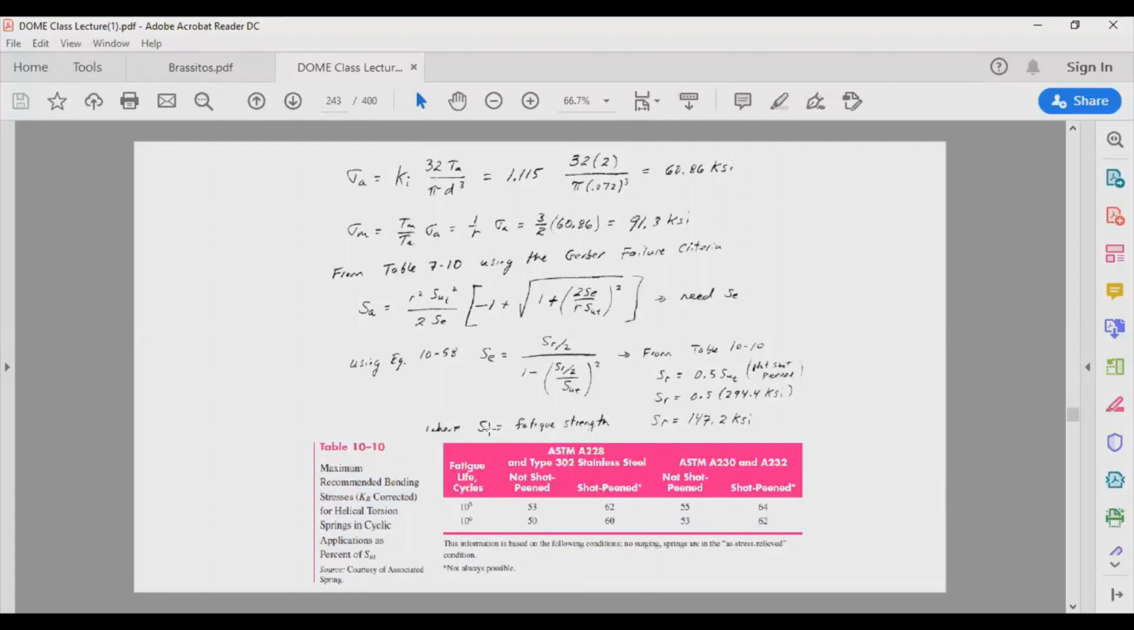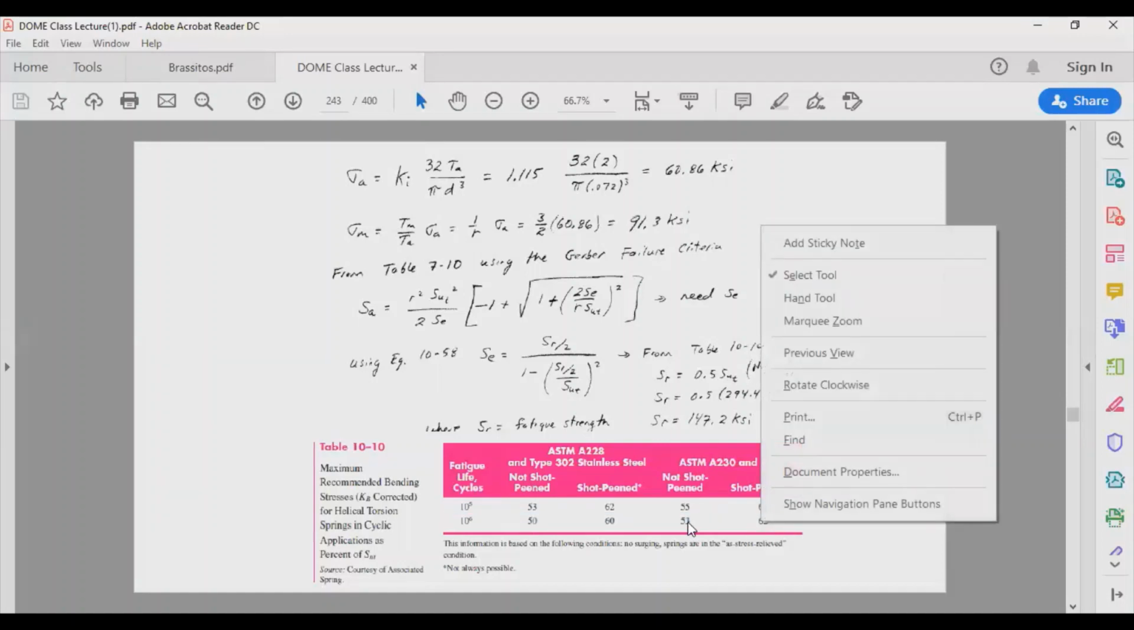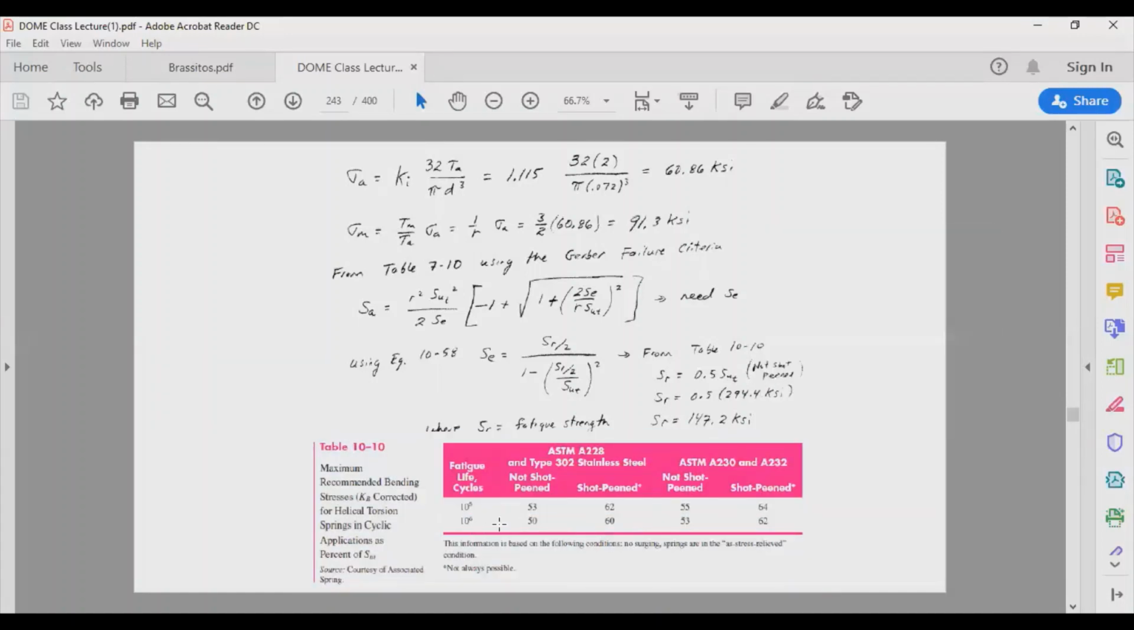So if I calculate SR, SR is going to be, in the case of an unpeened, like regular spring, and we use 10 to the 6. This is 1 million cycles, basically our endurance limit. So just remember, SR is going to be 0.5 SUT.